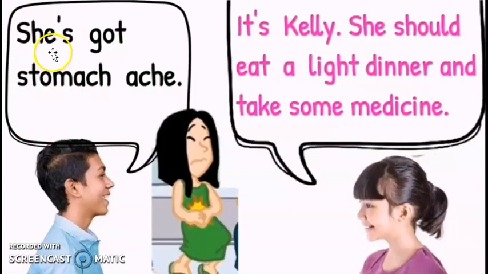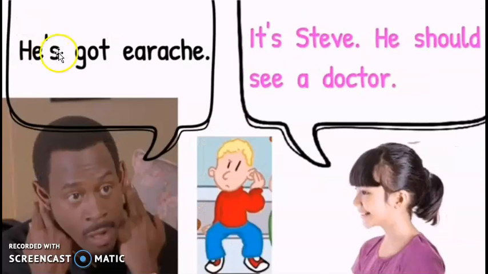Okay, next one. She's got stomach ache. It's Kelly. She should eat a light dinner and take some medicine. There are two advices here. The first one, she should eat a light dinner, makanan malam yang ringan, and take some medicine, makan ubat. Okay, next one. He's got earache. So it's Steve. He should see a doctor. So this is the advice.